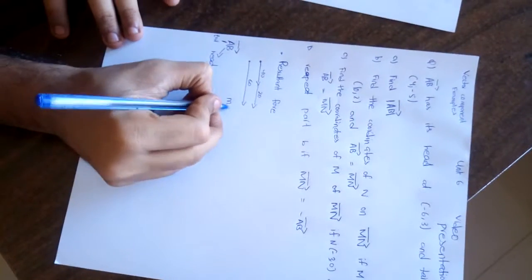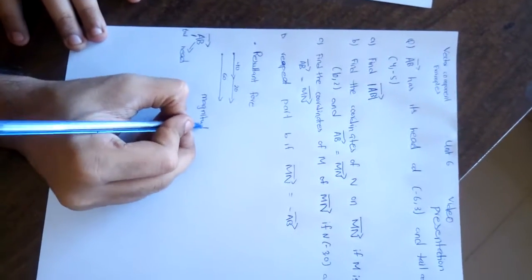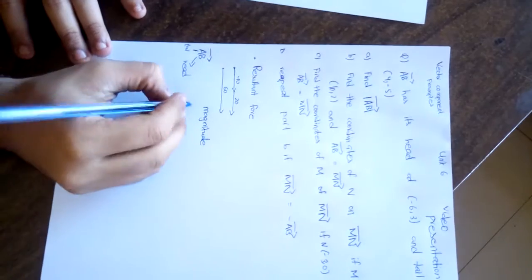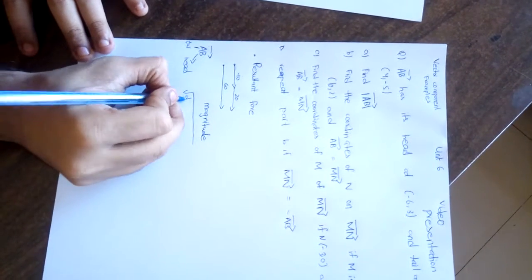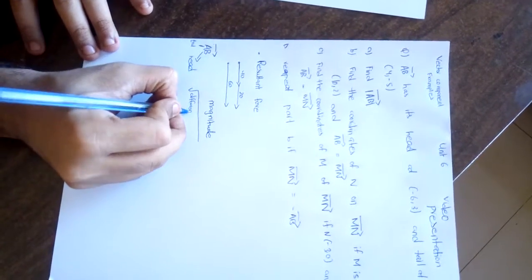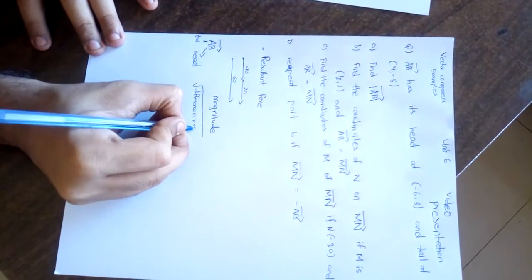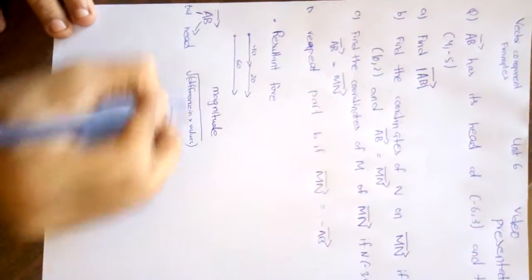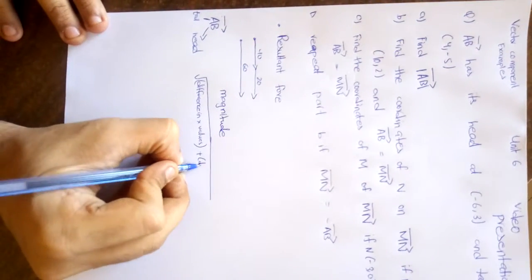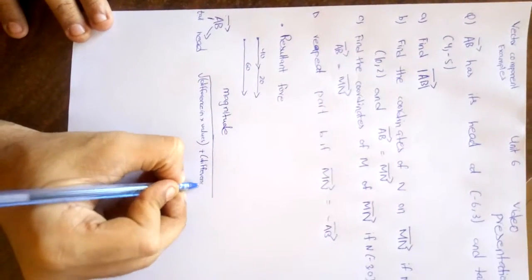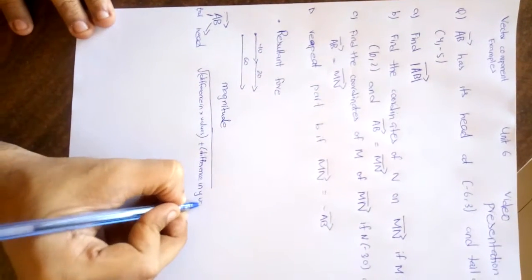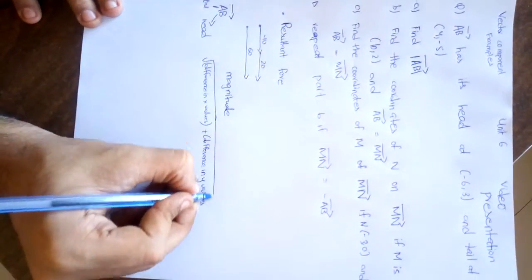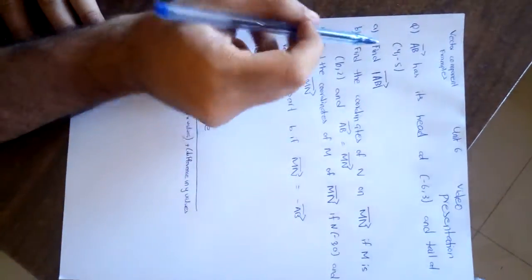And the other thing is magnitude. Magnitude is the square root of the difference in x values squared plus the difference in y values squared. We have furthermore basic things which I will do in the next unit. So let's start with this question. I hope you will get to know these things more once we are doing this question.